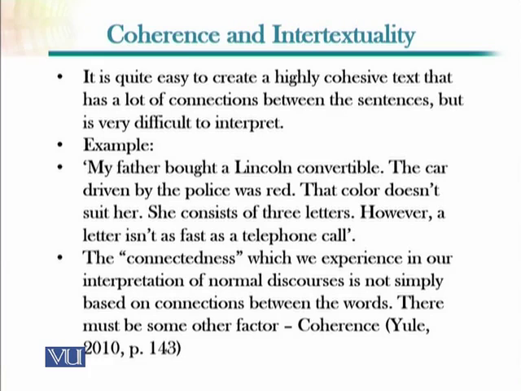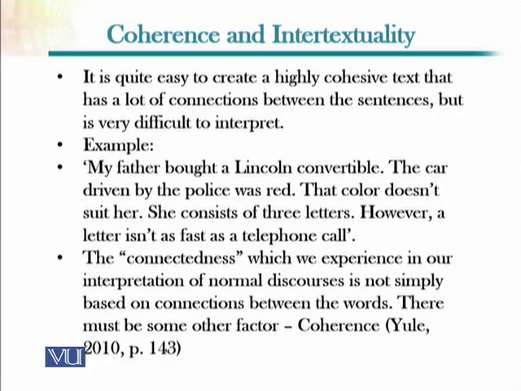There is a connection between Lincoln convertible and the car, and then a connection between the word red and the color in the next sentence, and then there is a connection between her and she, and then definitely there is a connection between letter and the next letter, which is a post letter. But it doesn't make any sense. The paragraph as a whole doesn't make any sense. So there is something apparently missing here, which does not enable us to understand the genuine meaning of this paragraph, and it clearly interferes with the reader's understanding.